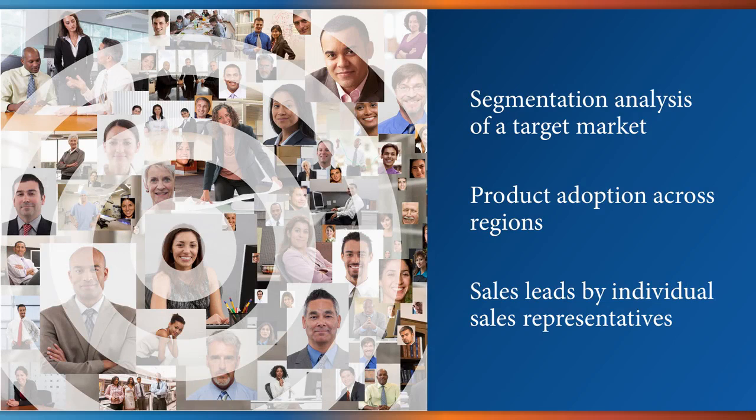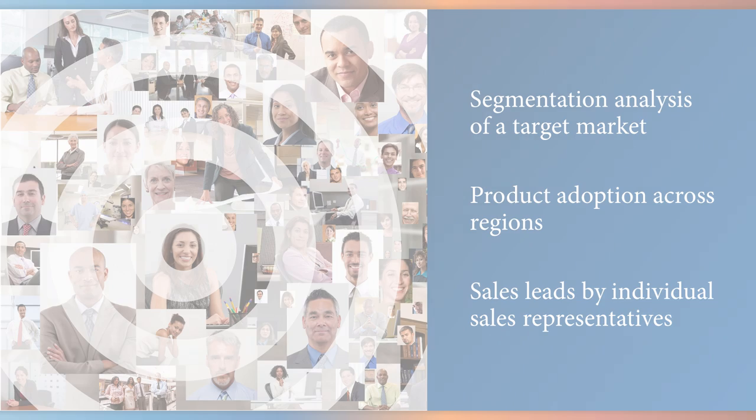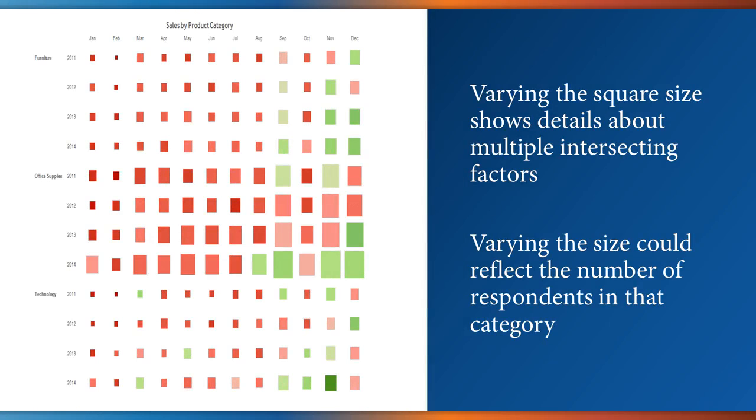Use heat maps to show the relationship between two factors. For example, segmentation analysis of target market, product adoption across regions, or sales leads by individual sales representatives. Vary the size of squares.